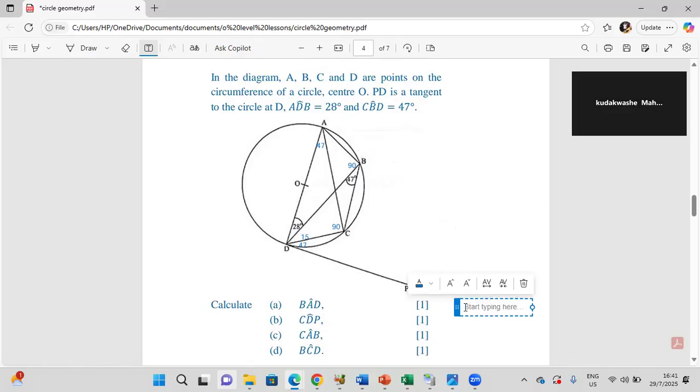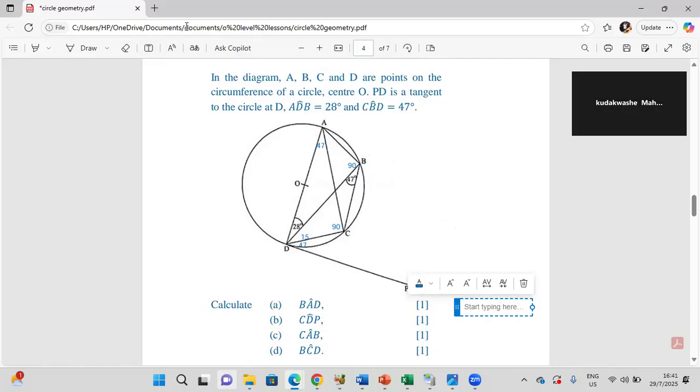BAD. Fortunately, we have not calculated that one. So for BAD, we can use this concept. Let's look at the triangle BDC and the triangle BAC. They are sitting on the same chord BC, these two triangles. So they form equal angles here.